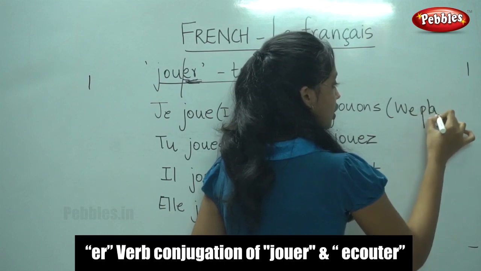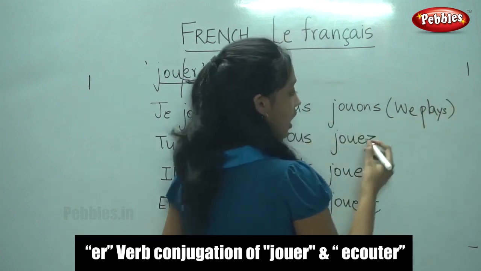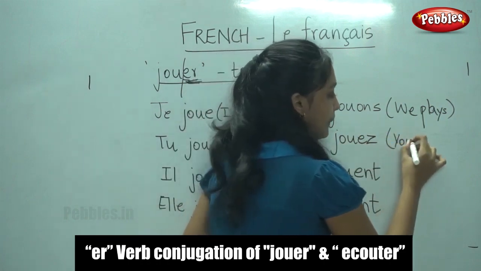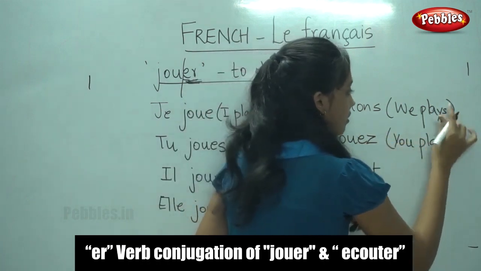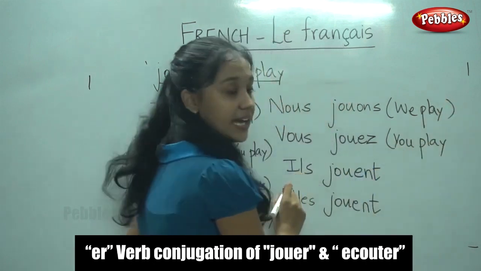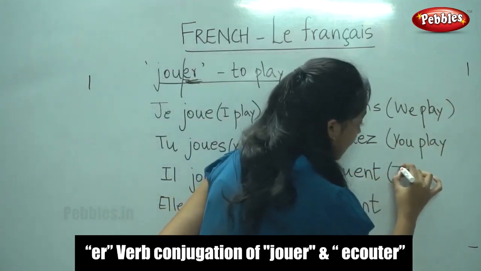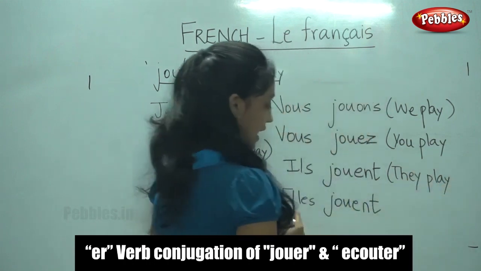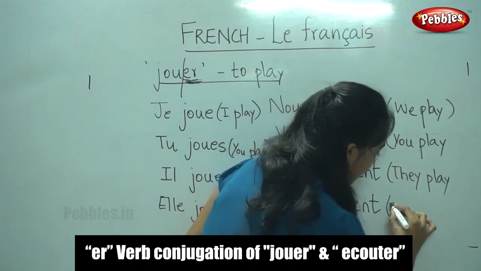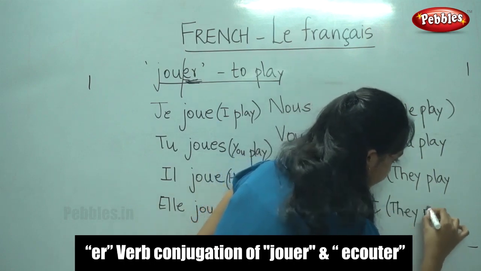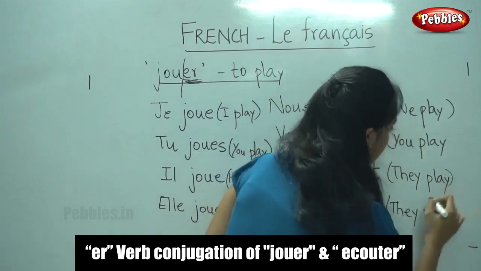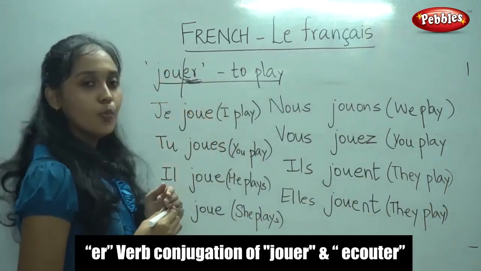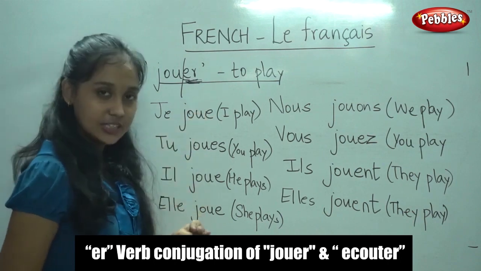we play, nous jouons, vous jouez, you play, ils jouent, they play, elles jouent, they play. So the ER conjugation is very simple and very easy, but you need to practice it regularly.